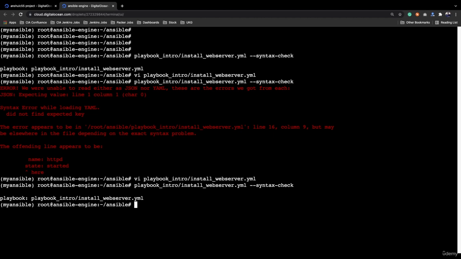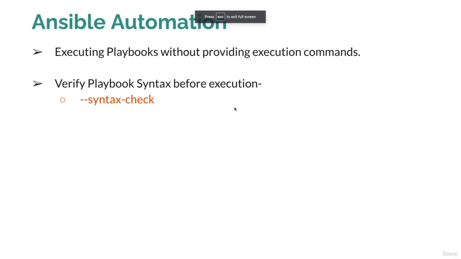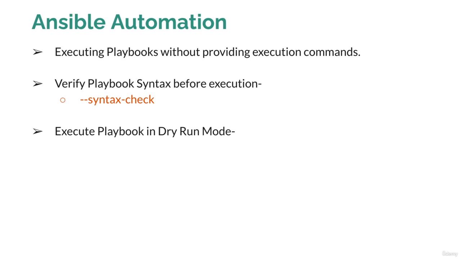So before executing anything, you can simply check your syntax and then execute your stuff. So we have seen the syntax check and we have seen executing the playbook directly. Now next, if you want to execute a dry run, it means you are not going to execute anything, but you just want to check what your playbook will do. Then how can you do that?